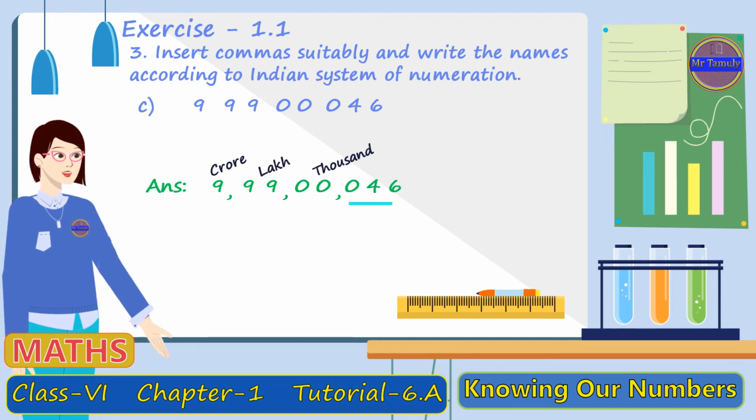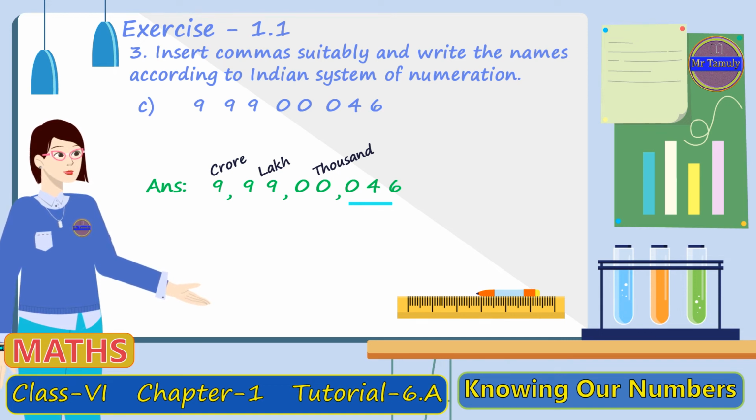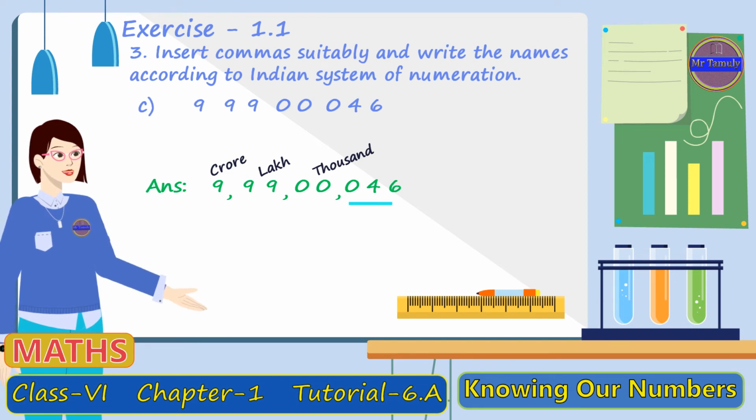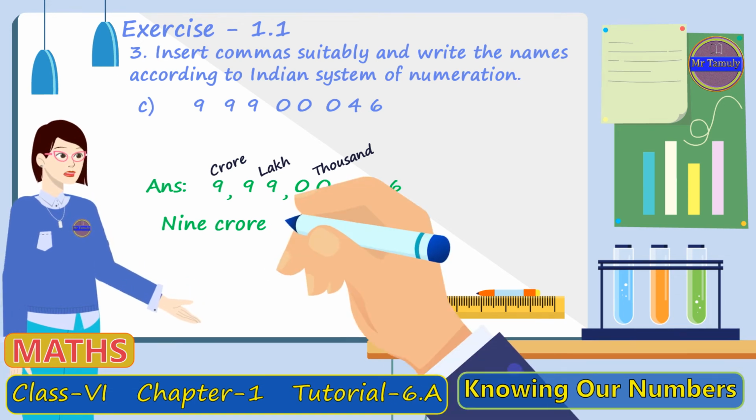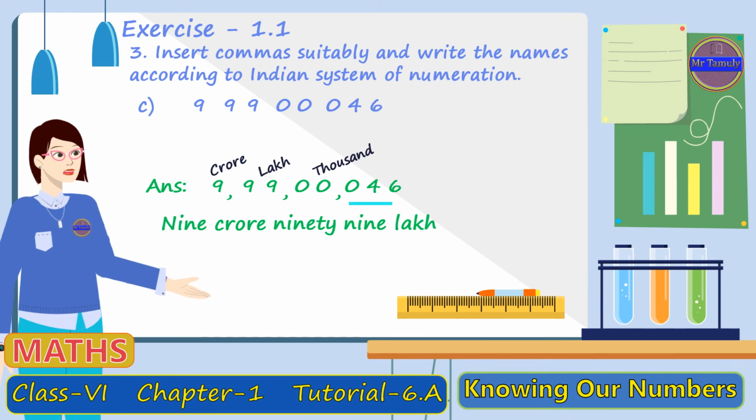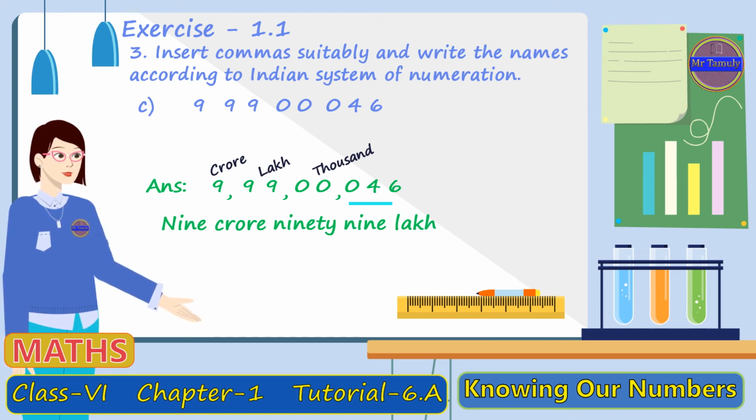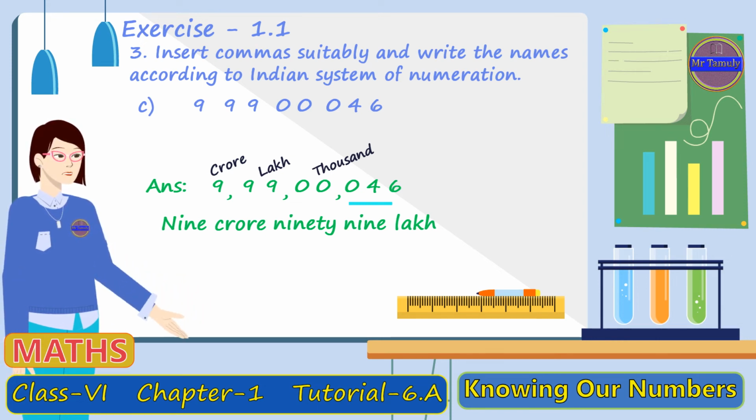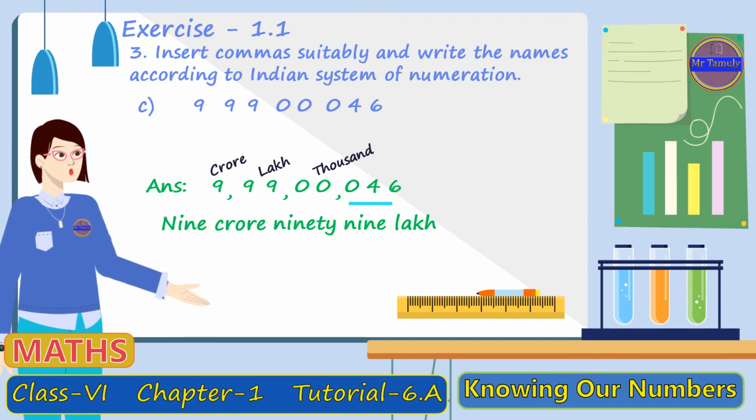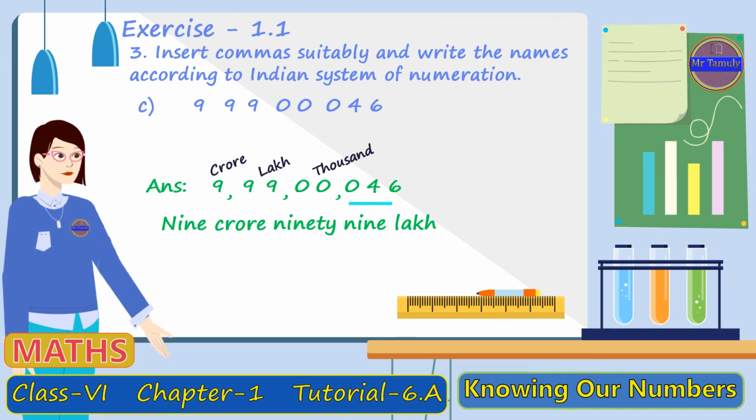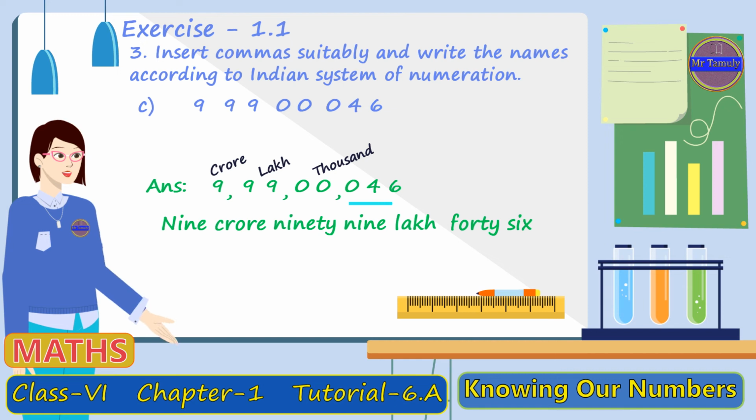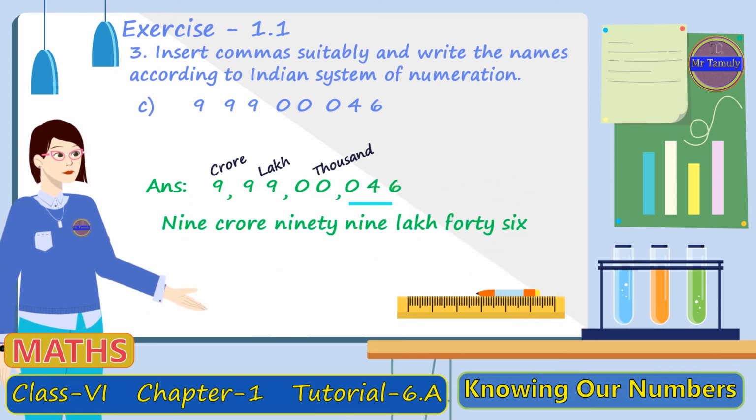As you can clearly see now that in our number we have 9 crore. So in order to write the name of the number, we shall first write 9 crore. Next we have 99 lakh. So let's write 99 lakh. Next we have 00,000. That means the number does not contain any thousand. So we do not have to write anything for thousand. The remaining digits are 046. That is 46. So lastly, let's write 46. That's the name of our number, 9 crore, 99 lakh, 46.